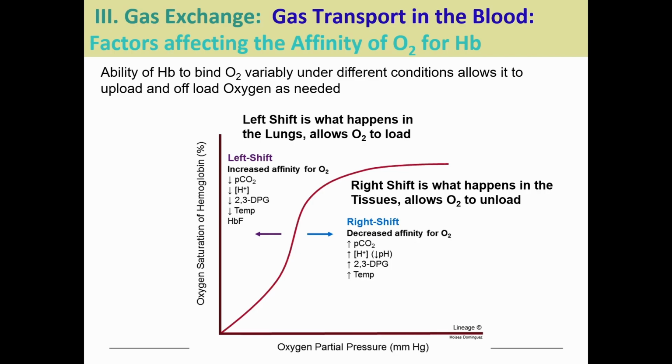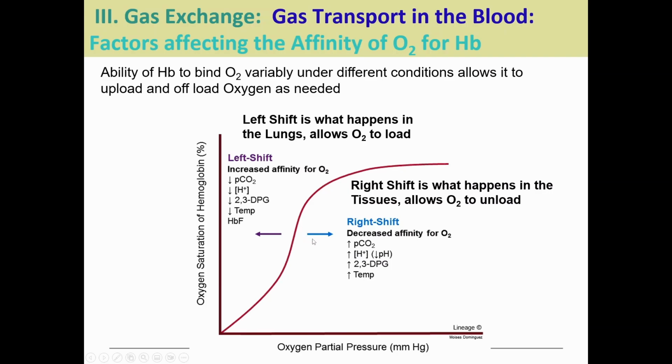And then, of course, different conditions are going to affect the ability for hemoglobin to bind to oxygen, right? So what will cause us to shift left, which means we'll be increasing the affinity, so increasing the binding, is a lower partial pressure of carbon dioxide, a lower hydrogen ion concentration, lower 2,3-DPG, lower temperature, and fetal hemoglobin.